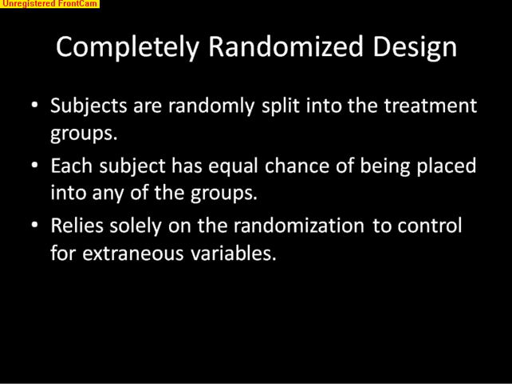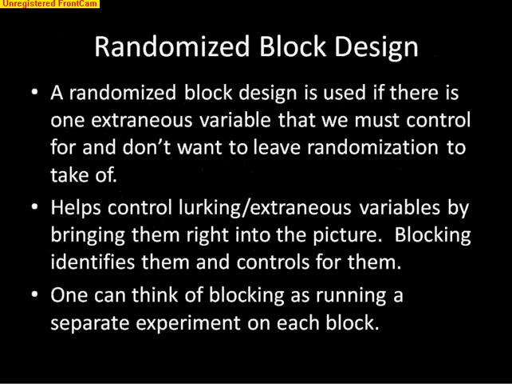That's completely randomized design. A randomized block design is if there is one variable that we have to control for. We absolutely cannot let randomness control for it. So this helps with lurking extraneous variables by bringing them right into the picture. If you are absolutely convinced that exercise will have the biggest impact on joint health and you don't want randomization to just evenly split up people that exercise, then what we do is we split them up.